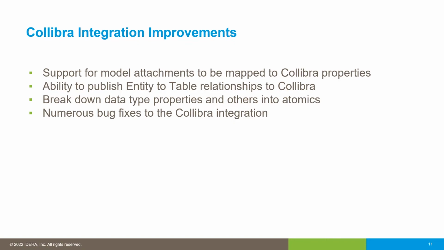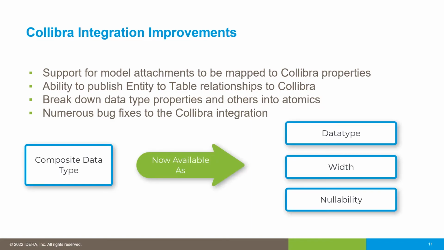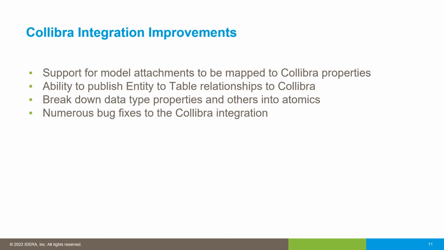We've also allowed you now to publish the relationships between entities and tables to Collibra. So if you've published a physical model and a logical model to Collibra, and in ER/Studio there are relationships between them, where one is perhaps generated from the other, then those relationships will go across to Collibra. Some little things like the data type property in Team Server: we have a composite data type, which was the only property to map to Collibra. We've broken that down into the atomic, so you can map the scale and the width and the data type itself to Collibra. And there are various other bug fixes that we've done as well.